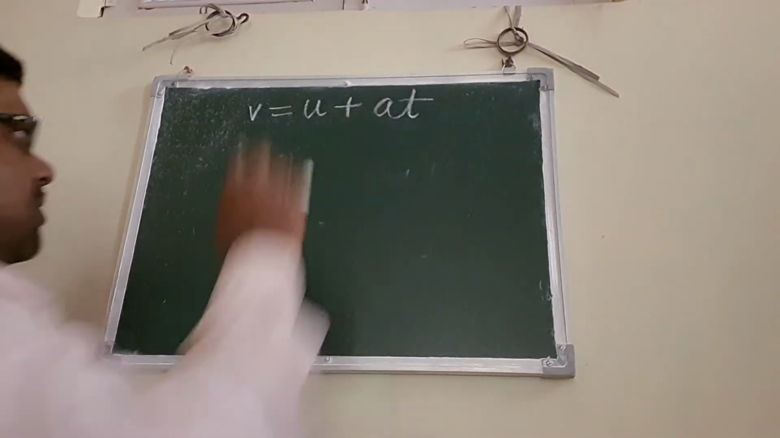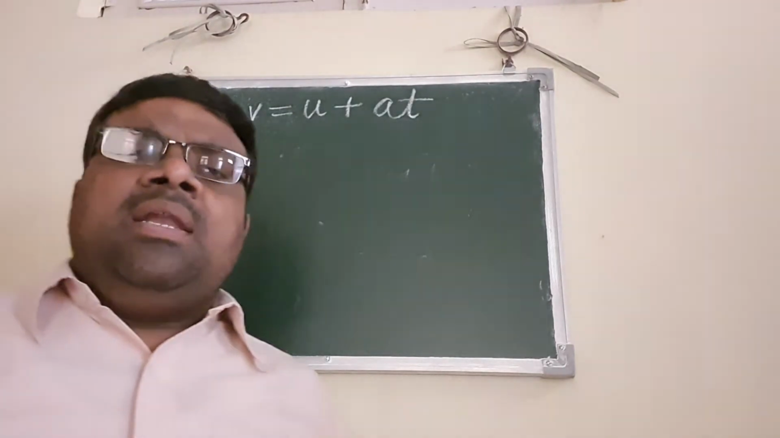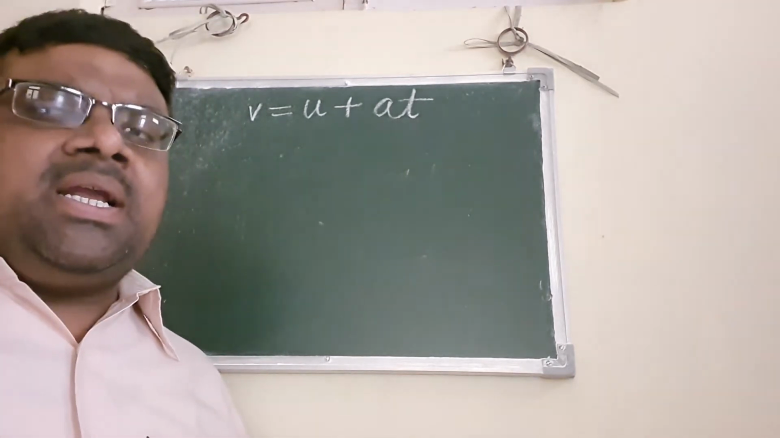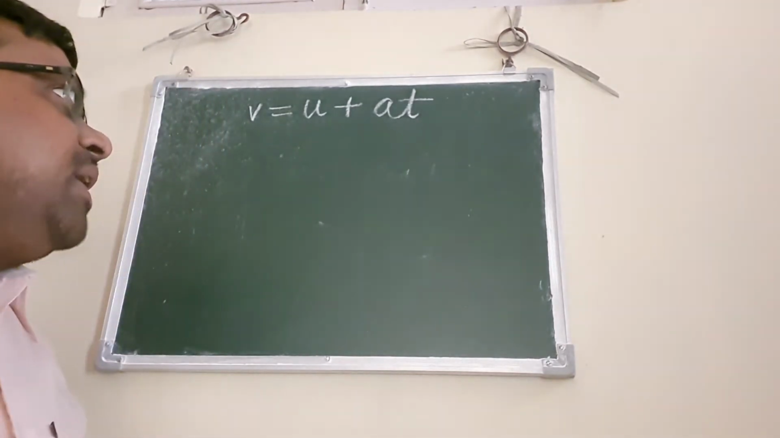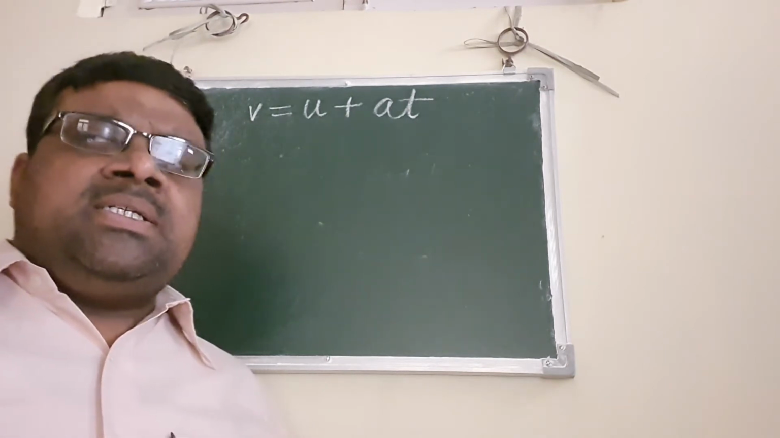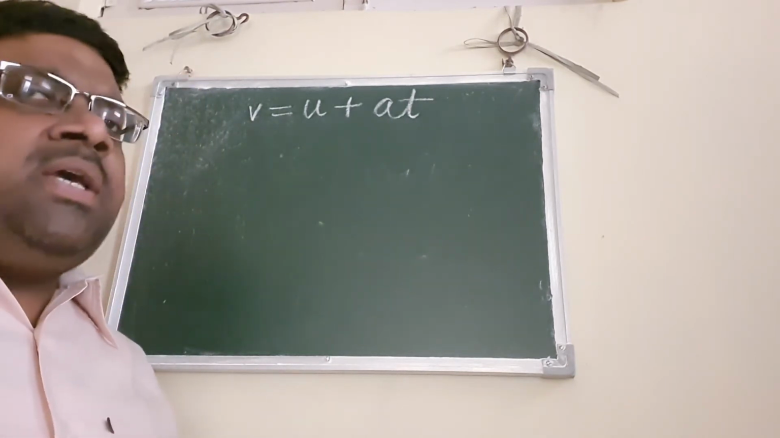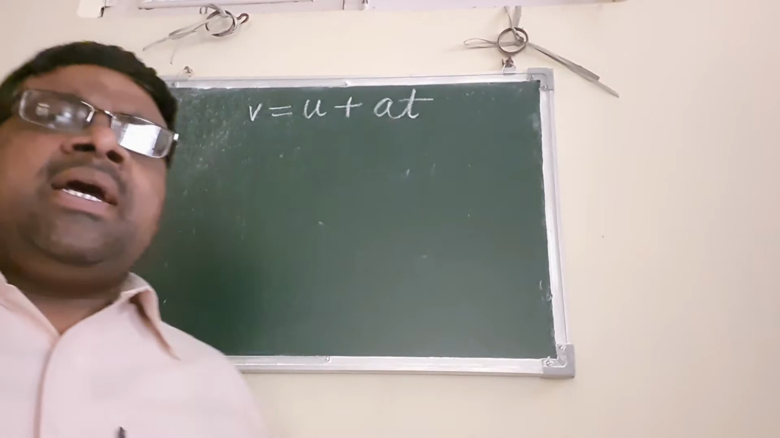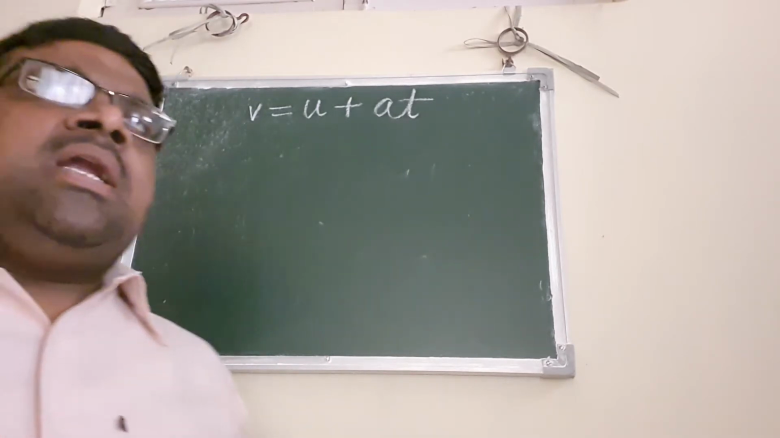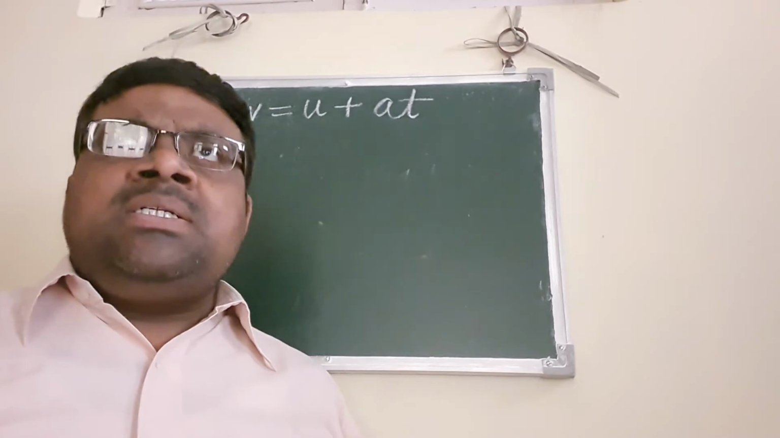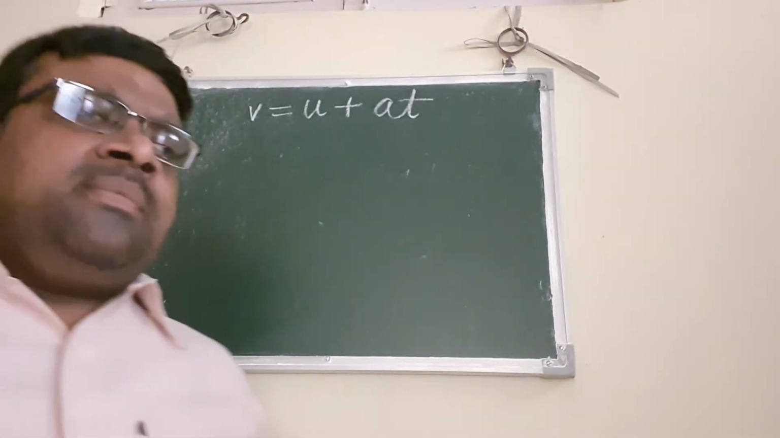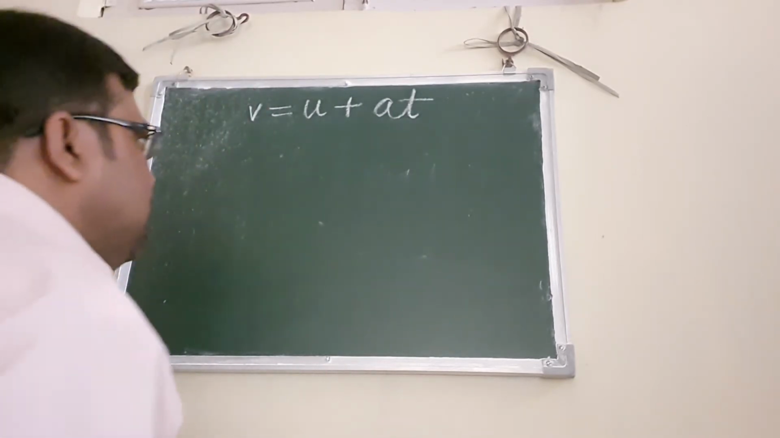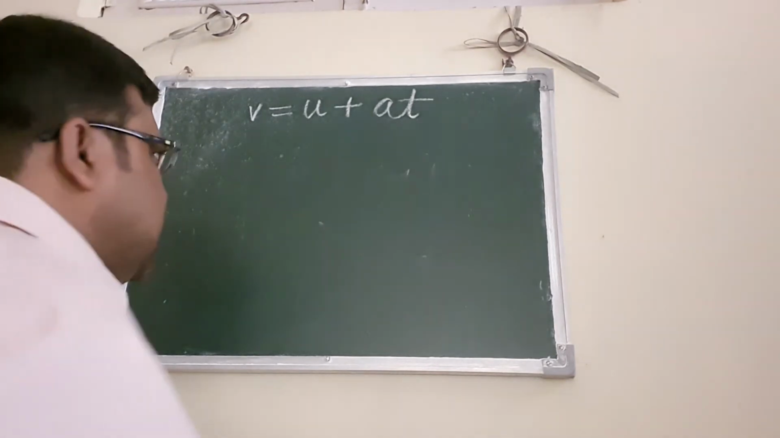This is our first equation of motion, in which we have to verify whether this equation is dimensionally correct or not. To find that, we have to find the dimensions of each term on the left and right side of the equation, and if the dimensions of each term come out the same, then that equation is dimensionally correct. So now here we will find the dimensions of each term.